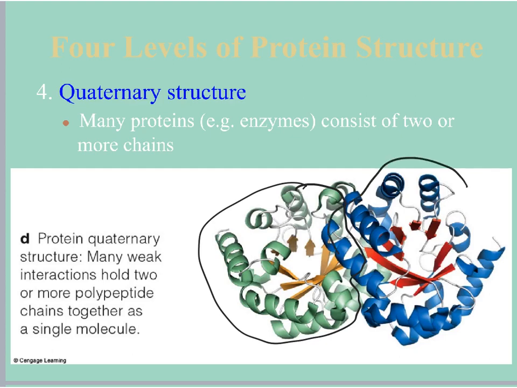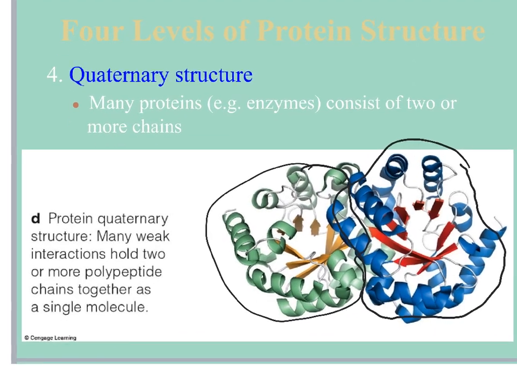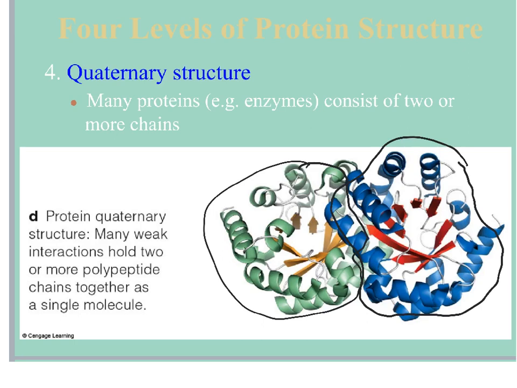Well, that green tertiary structure will come together with, in this case, a blue tertiary structure to create a protein that's made up of 2 or more chains. So now you have something even more complex. The reason that these chains are held together so well and so complexly is because you've got those weak interactions, the hydrogen bonds, holding the chains together as one single molecule.